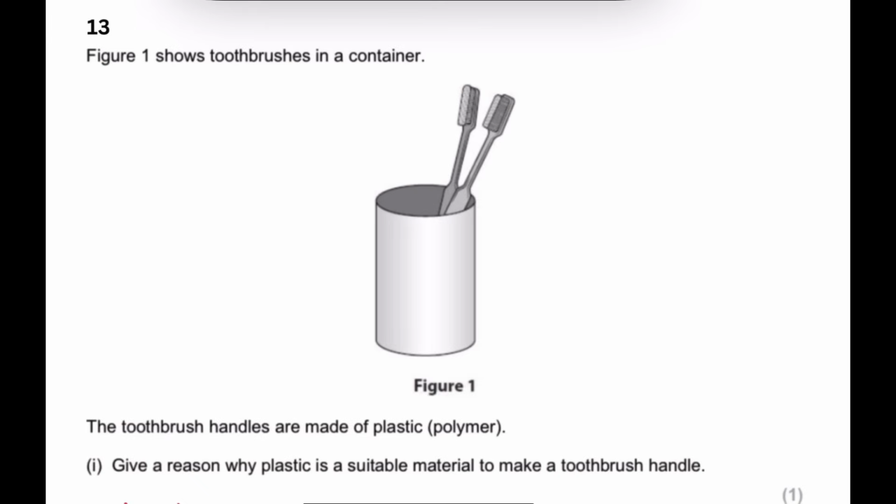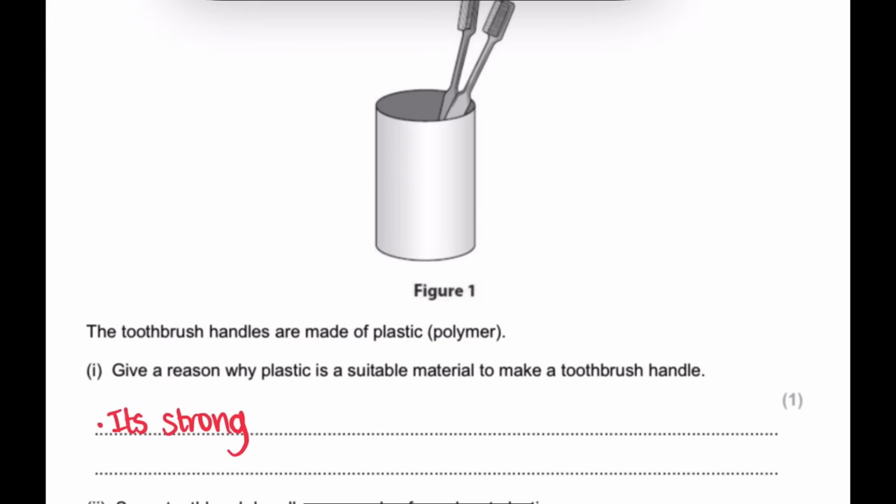Question 13, Figure 1 shows a toothbrush in a container. The toothbrush handles are made out of plastic. Give a reason why plastic is a suitable material to make this toothbrush handle.